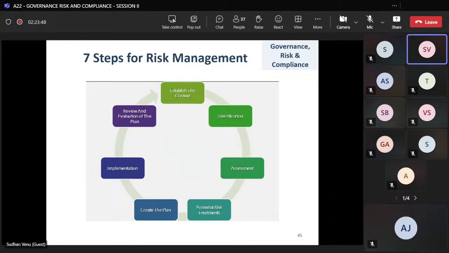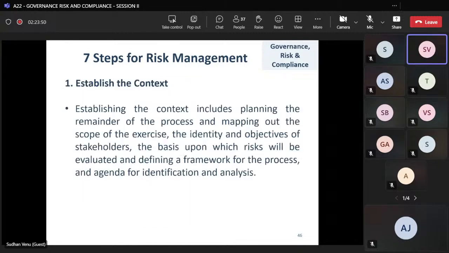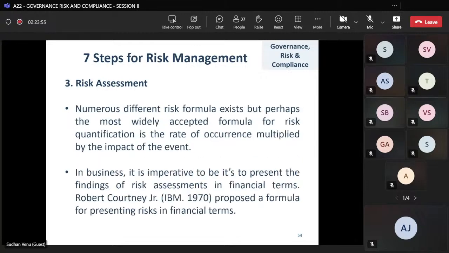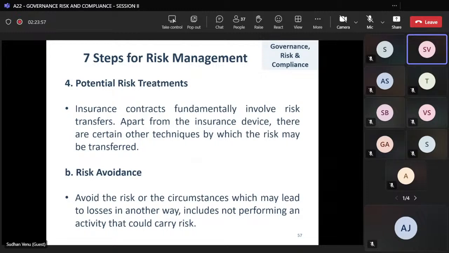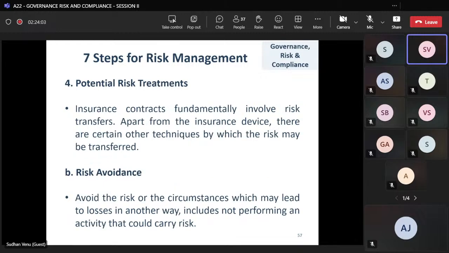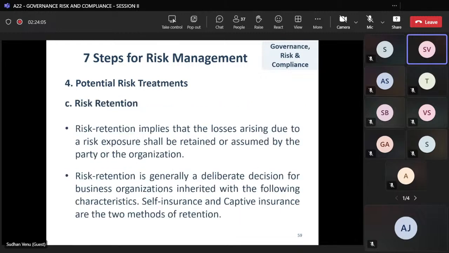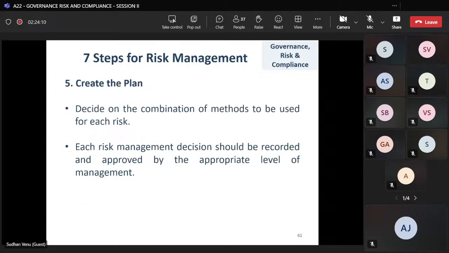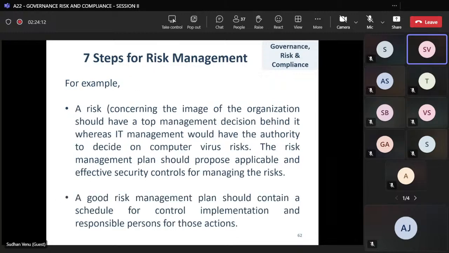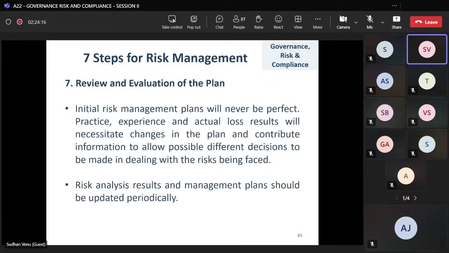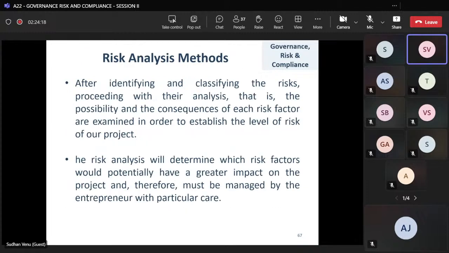So these are the 7 steps we'll be explaining in the PPT: risk assessment, potential risk treatment, risk transfer. In the potential risk treatment, we have four parts, right? Risk transfer, risk avoidance, risk retention and risk control. These are the four potential risk treatments. Then create the plan and implementation. And the final one is review and evaluation of the plan.